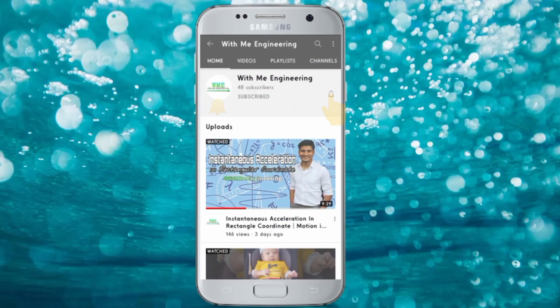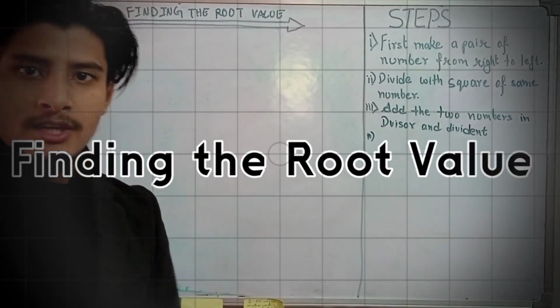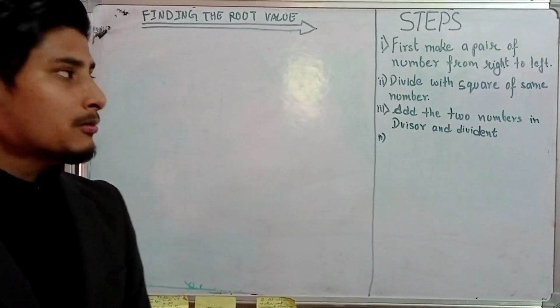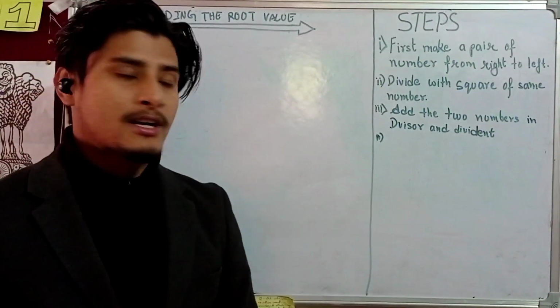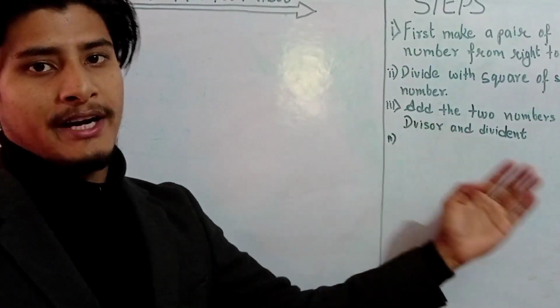So today the topic which we are going to discuss is finding the root value. Okay, so in order to find the root value, there are certain steps we need to follow. Let me tell you the steps. There are 4 steps basically. First step is to make the pair of the number from right to left.